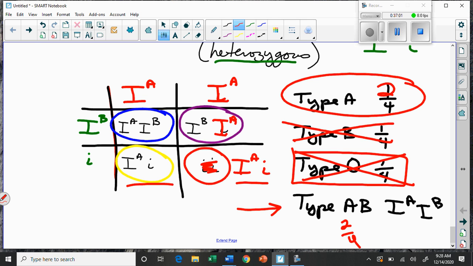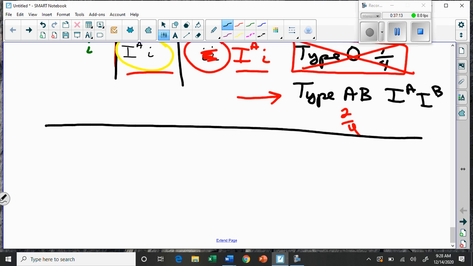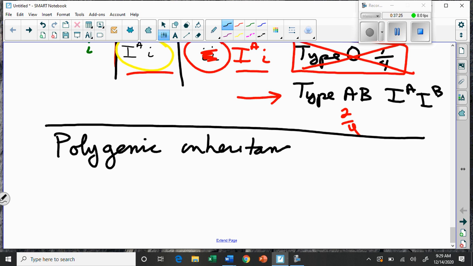One more thing that's different from what Mendel understood, and that is what we call polygenic inheritance. This is a situation where there's more than one gene involved in a phenotype. And this is actually quite common.